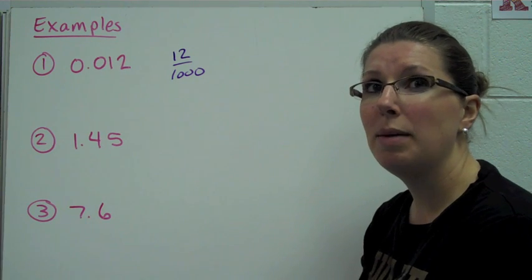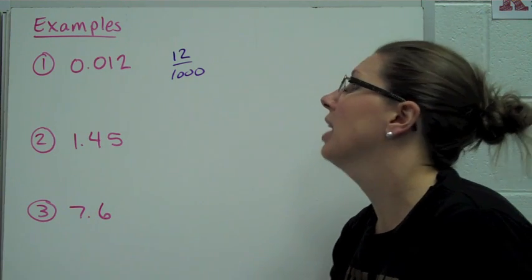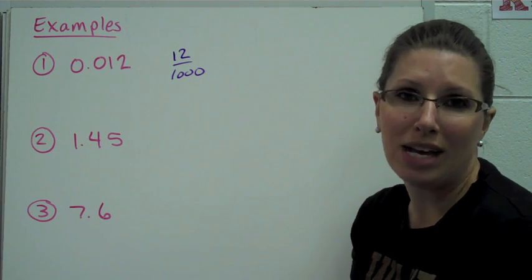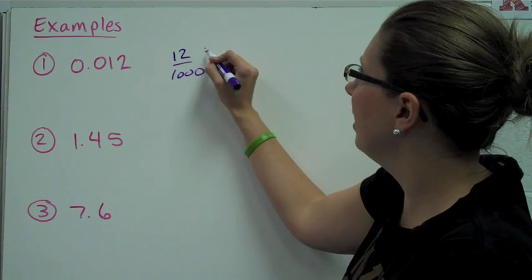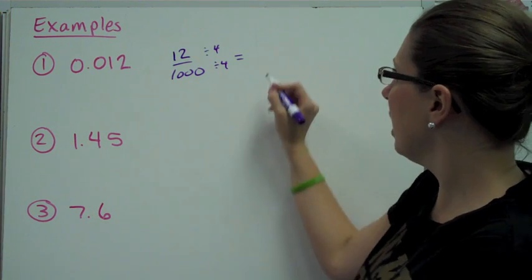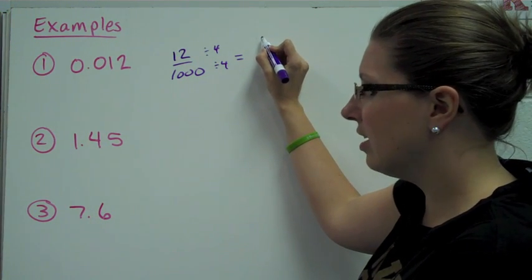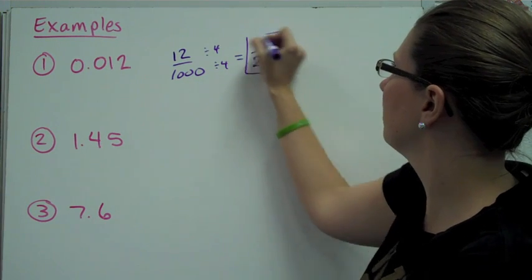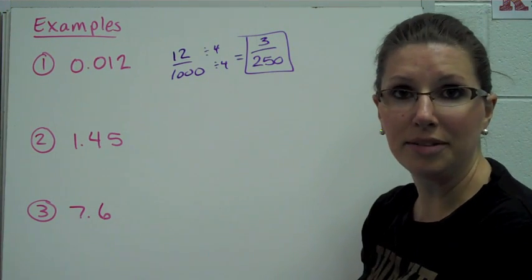But maybe there's something bigger that I can use. I know 4 goes into 12 and 4 goes into 1,000, so that's what I'll use. Divide the numerator and the denominator by 4, and you get 3 over 250. And that's your final answer.